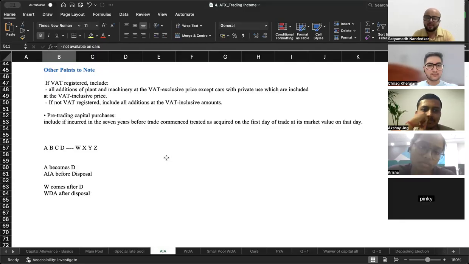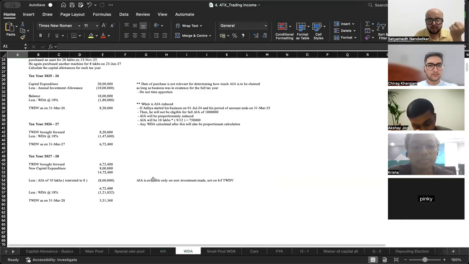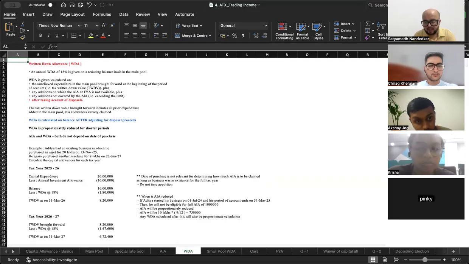Now, how do I keep in mind what comes before and what comes after? When you are preparing the calculation, I keep ABCD in mind. A comes before D, so AIA should be given before the disposal proceeds are adjusted. A before D, so AIA to be adjusted before disposal proceeds. W comes after D. Okay. If W comes after D, then WDA should be calculated after the disposal. This is how I keep things in mind. Otherwise, it's so easy to forget. This WDA, pay attention.